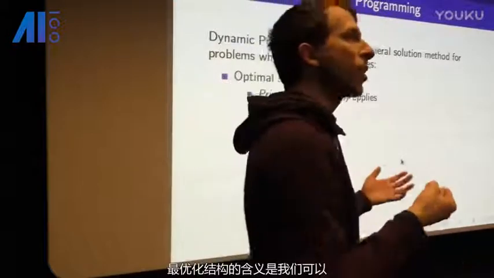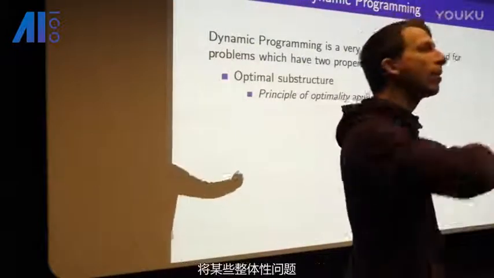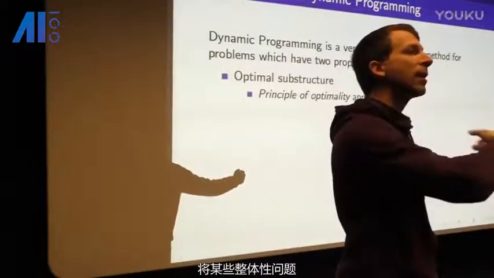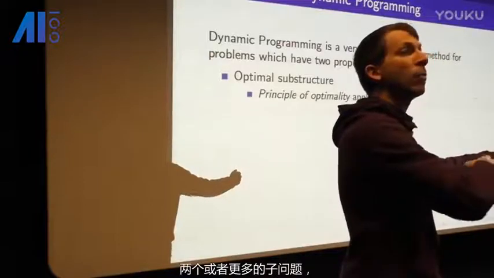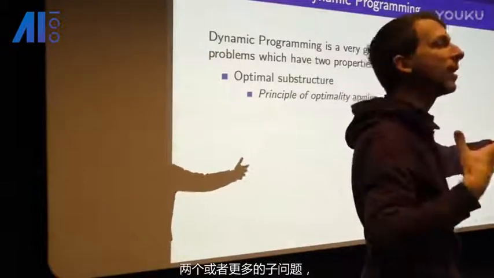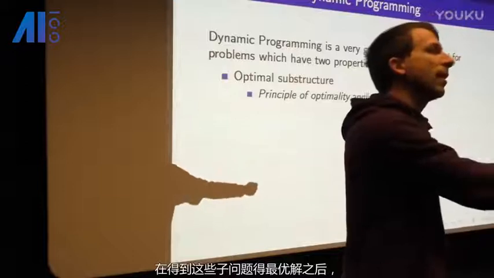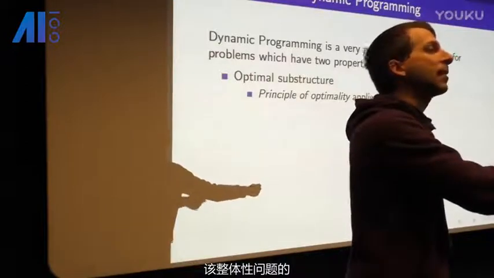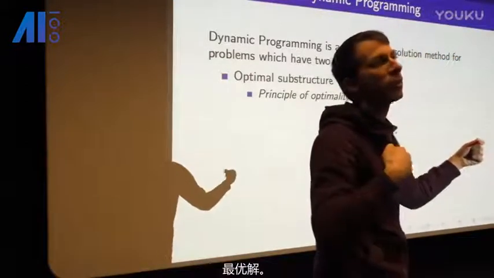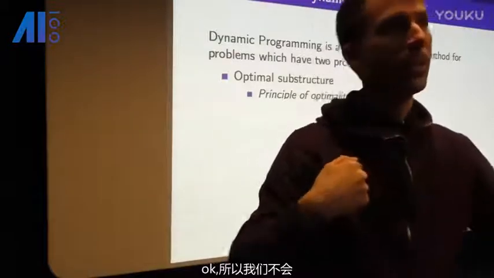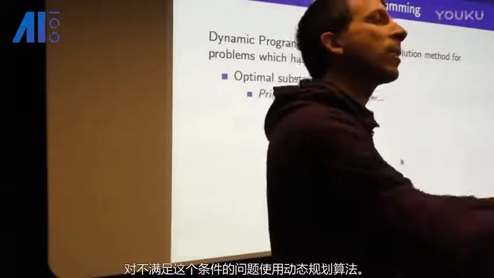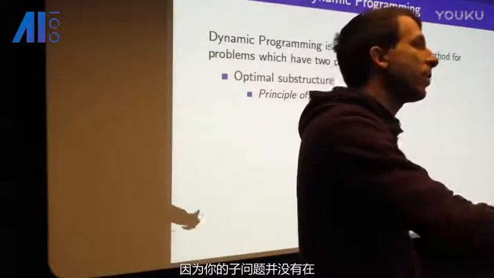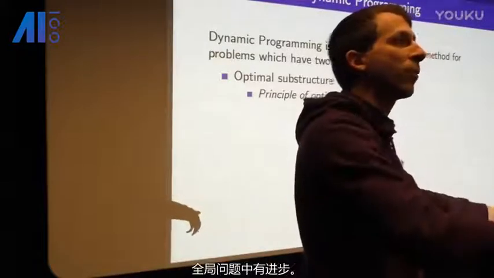But optimal substructure basically tells you that you can solve some overall problem by breaking it down into two or more pieces, solving for each of those pieces, and that the optimal solution to those pieces tells you how to get the optimal solution to your overall problem. Okay? So if that didn't apply, it would be useless to first solve the subproblems, because by solving the subproblems, you haven't made progress towards your overall problem.